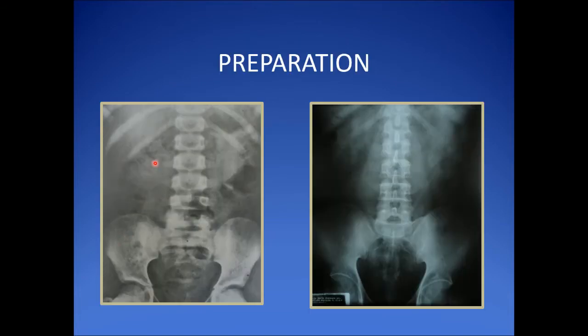So on the left side is a patient which is poorly prepared. We can barely see the kidneys because of the presence of fecal materials, starting from the ascending, transverse to descending colon. It is obscuring the renal shadows bilaterally. In contrast, take a look here. This is a well-prepared patient. You could see clearly the right and the left renal shadows.